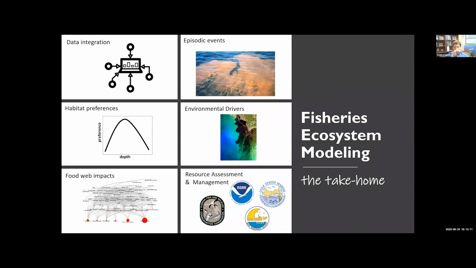So just to wrap things up about fisheries ecosystem modeling and what it is, the type of models that we built are called end-to-end models, and so they model everything from primary production up to top predators. But they all require the same steps of data integration, finding habitat preferences, bringing in the food habits data, using them to assess episodic events or environmental drivers, and then ultimately feeding that back into natural resource assessment and management. And so that's a summary of the work that we do in the lab, and I am happy to take any questions at this point.